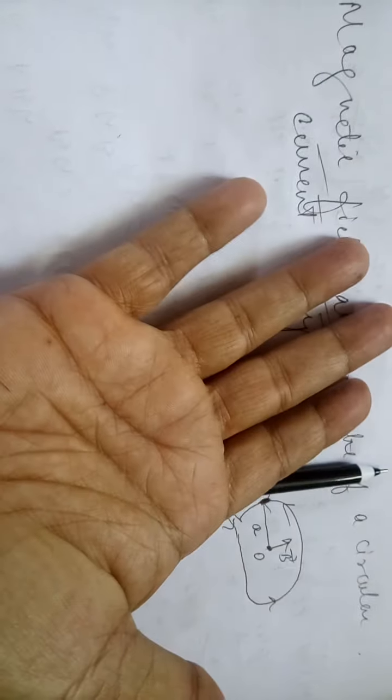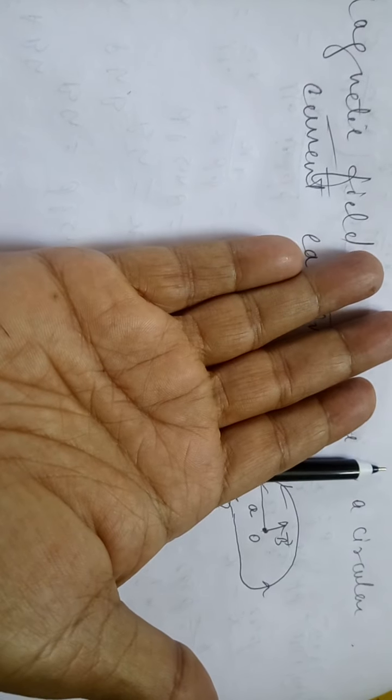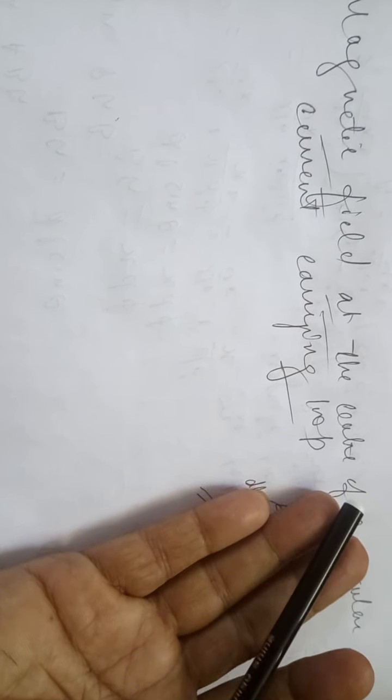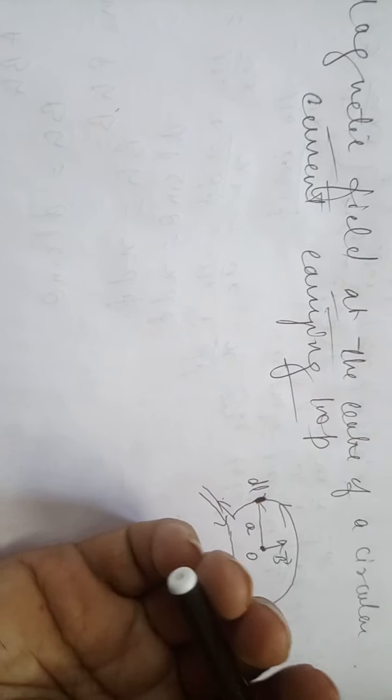We are using the right hand palm rule, and what is the right hand palm rule? If the thumb is giving the direction of the current, then the magnetic field is perpendicular to the plane. If this is the observation point and the current is given by the thumb, then we can easily get the magnetic field perpendicular to the plane. So the magnetic field is perpendicular to this plane.